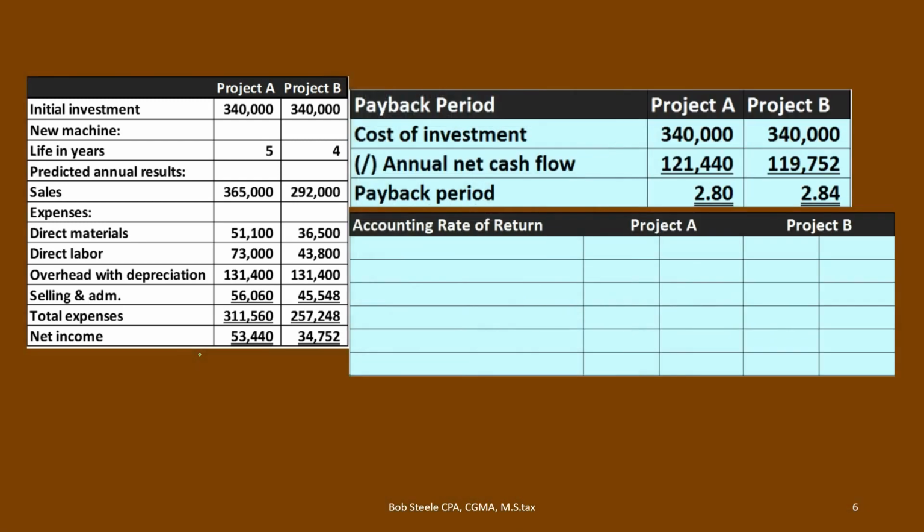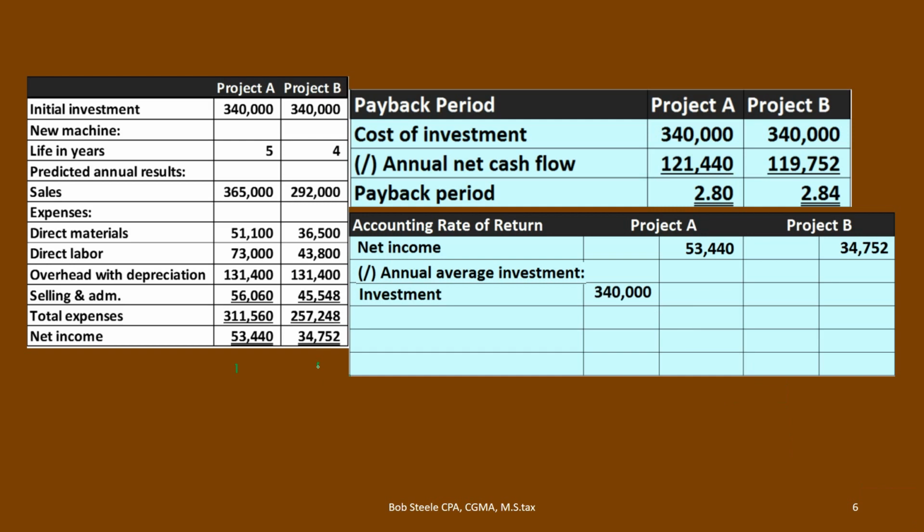So we're going to do our other quick kind of calculation, and once we do these, we'll go into the more in-depth calculation. This one being the accounting rate of return. Similar type of calculation, but this time we're going to take the net income rather than the cash flows. So accounting rate of return, we got the net income. That's the 54,440 here, and for project B, the 34,752. And we're going to divide by the annual average investment.